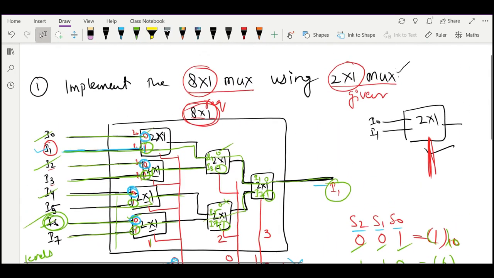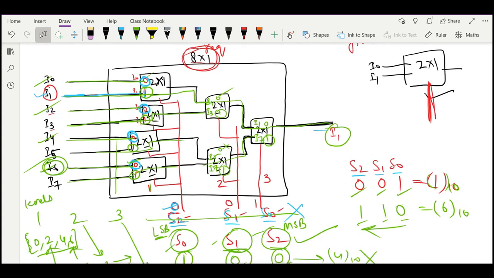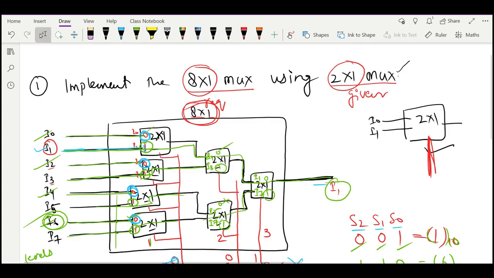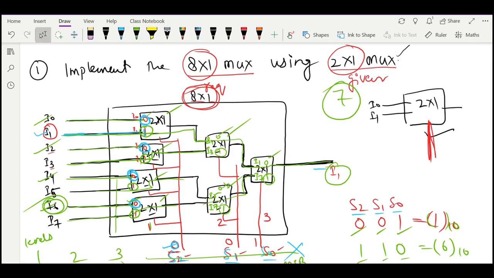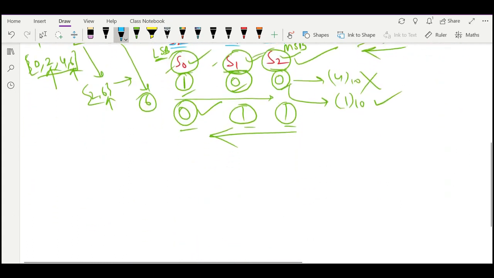Now, if somebody asks you what the select lines are here, you can say S0, S1, S2, not S2, S1, S0, okay? And how many 2 into 1 muxes have you used? 7. You can see here 1, 2, 3, 4, 5, 6, 7. So 7 muxes are used. How many levels are used? Level 1, level 2, and level 3. So 3 levels, okay? Let's see another question.